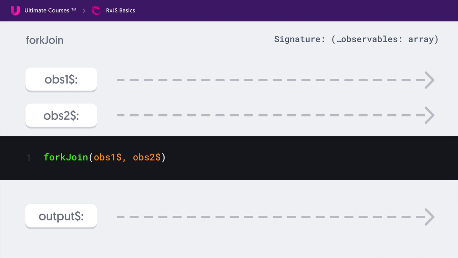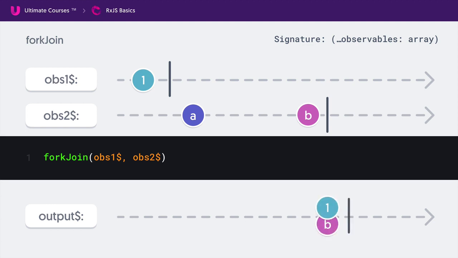For instance, in this example, observable 1 emits a value, then completes. Observable 2 then emits the value A, then the value B, and then completes. At this point, both supplied observables have completed, so fork join emits the last emitted value from each, which is 1 and B, and then completes.